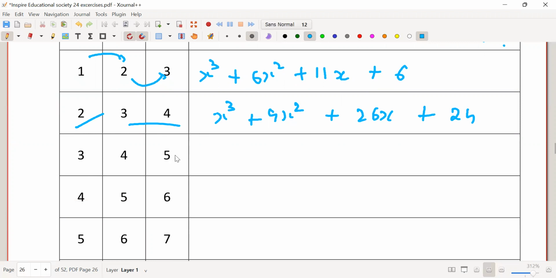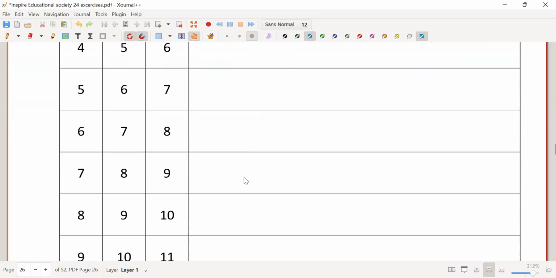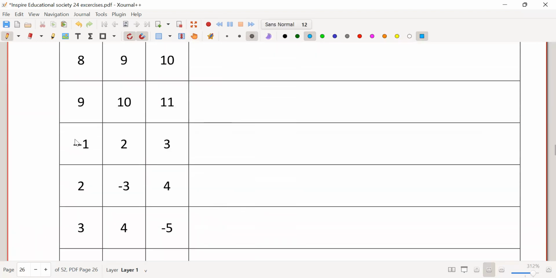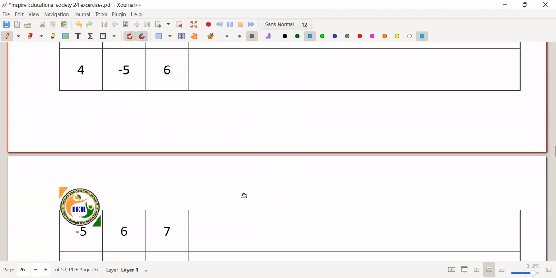Here it will be x cube plus 12x squared, then 20 plus 15 is 35, plus 12 is 47x, plus 20 into 3 is 60. So like that, you have to form cubics for all these questions.